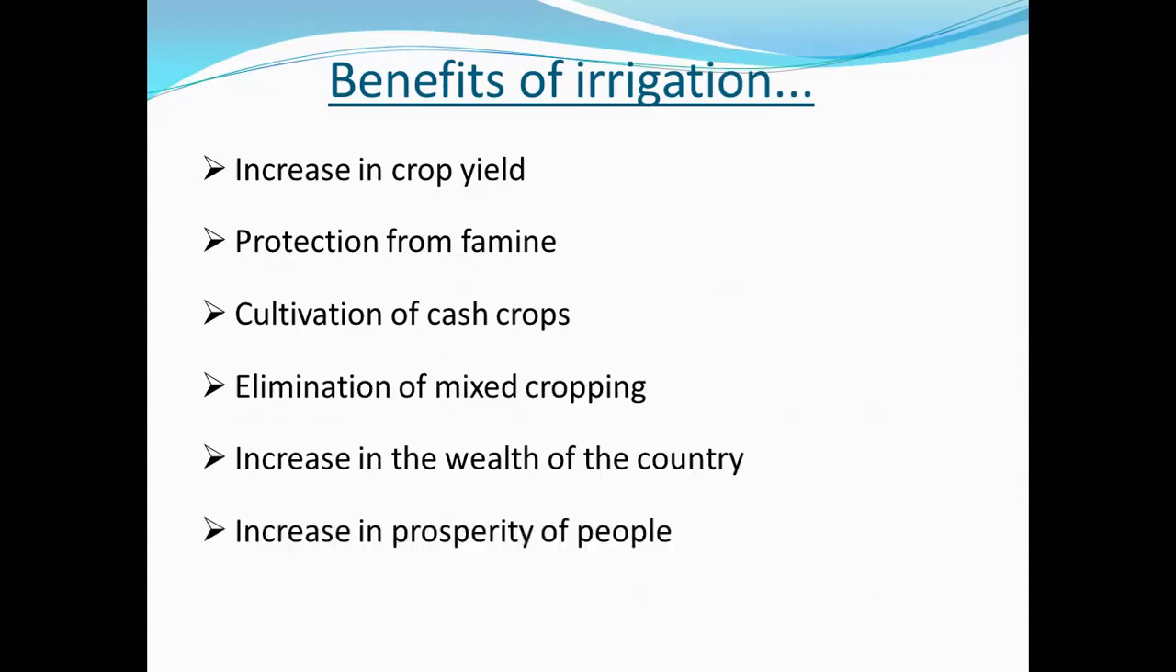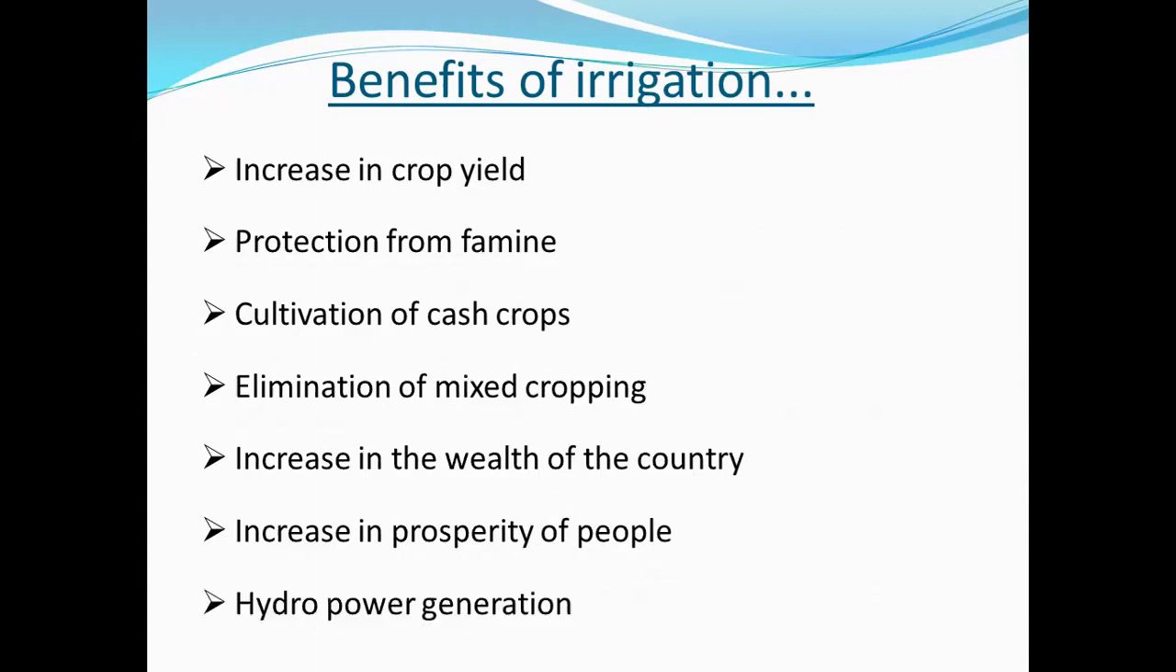The next is increase in the prosperity of people. In the region where irrigation facilities are available, the value of land is automatically increased. Also, due to growing two or three crops, growing cash crops, and also the increase in the yield of the crop, the general prosperity of the farmer is also increased. So, in the end, there is an increase in the prosperity of the people, mostly farmers.